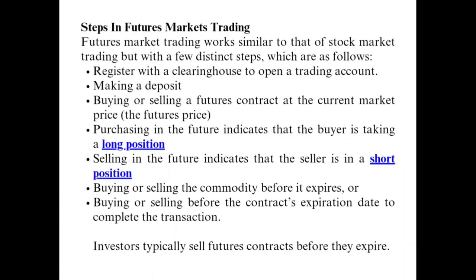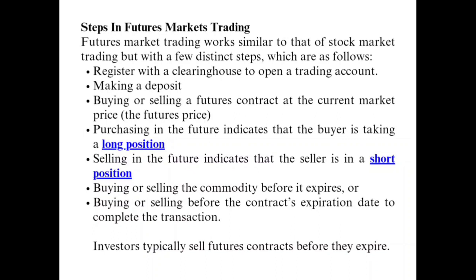The main steps in futures market trading in the stock market are: they have to register with the clearing house by opening a trading account. Then make a deposit for margin settling. Then buy or sell futures contracts at the current market price. Then they enter into a contract at the futures market price.